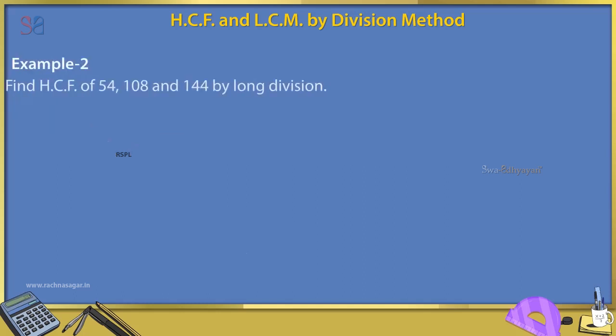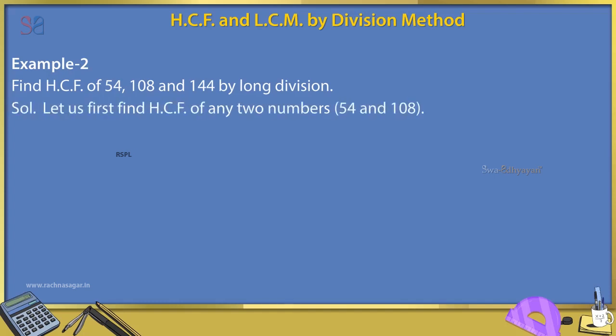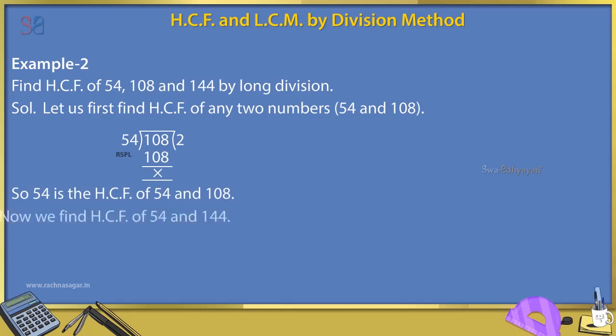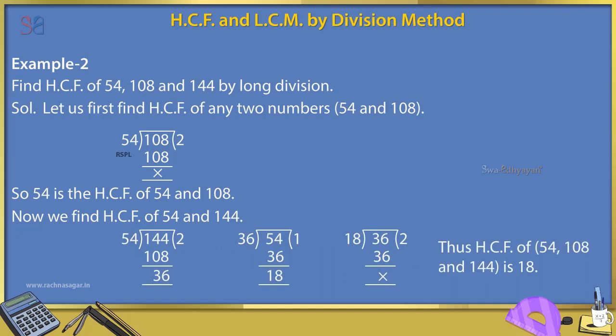Example 2. Find HCF of 54, 108 and 144 by long division. Solution. Let us first find HCF of any two numbers, 54 and 108. So, 54 is the HCF of 54 and 108. Now, we find HCF of 54 and 144. The HCF of 54, 108 and 144 is 18.